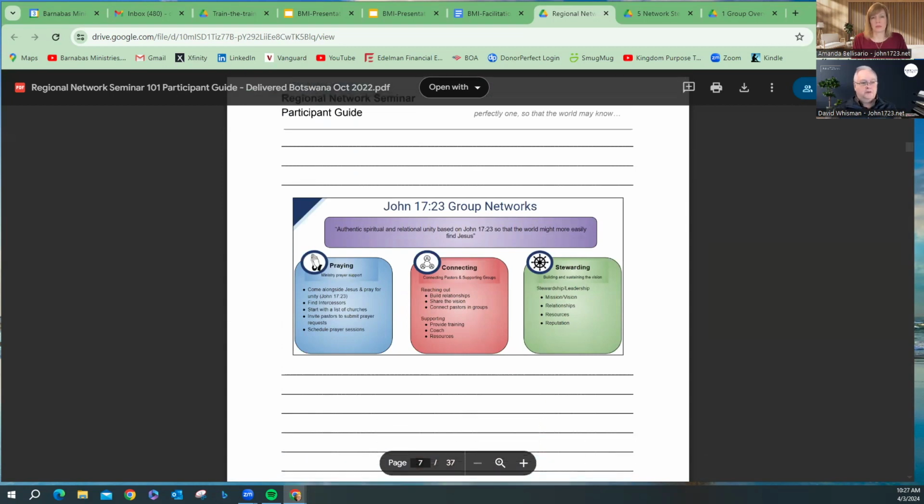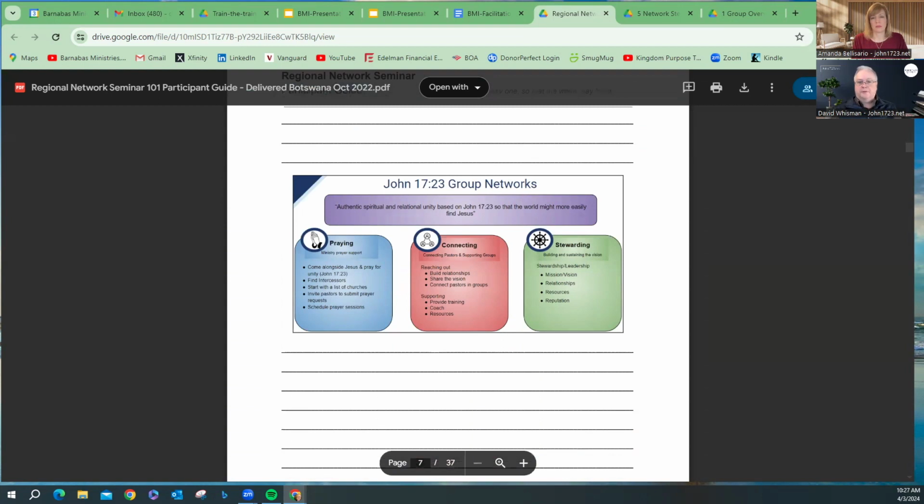And then they also include things like graphics. In this case, it was a graphic about overall how you build a whole network of John 17:23 groups. And the different sections that we would be talking about would be praying, connecting, and stewarding. So this is a way to remind them of what it was, but also so they don't have to write such detailed notes. Some of it's already captured there for them. And that's what a participant guide looks like.